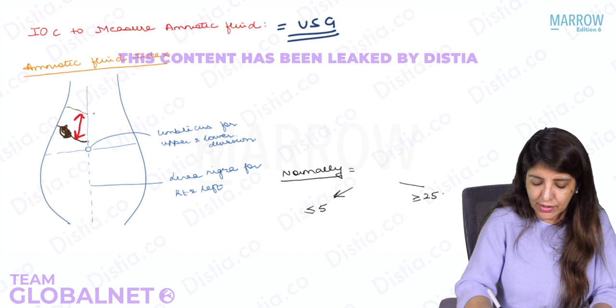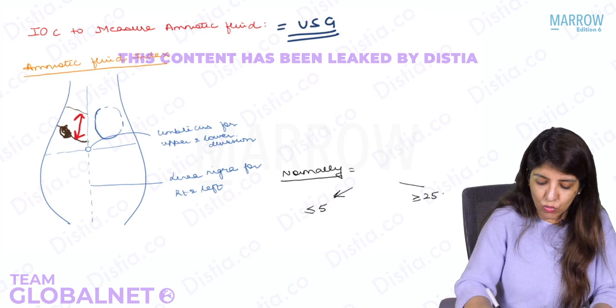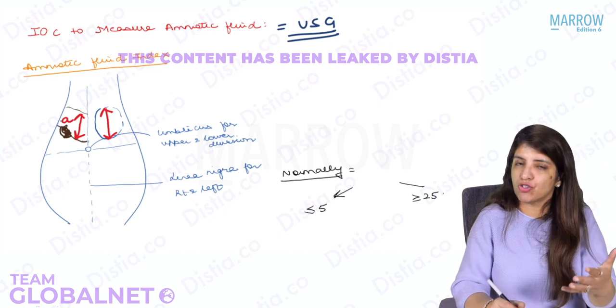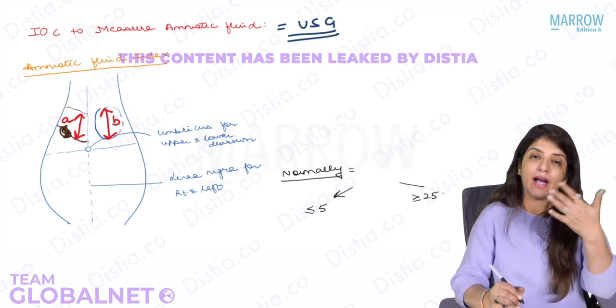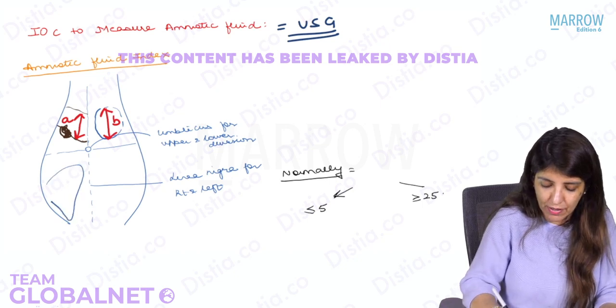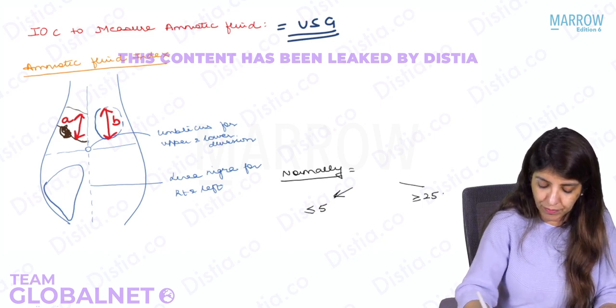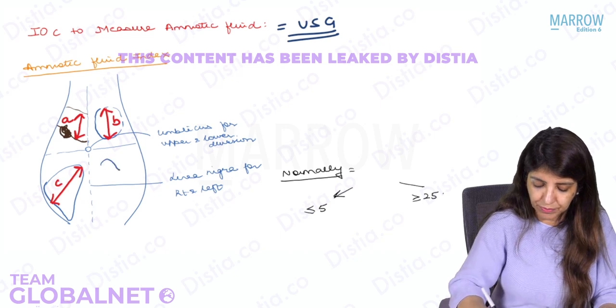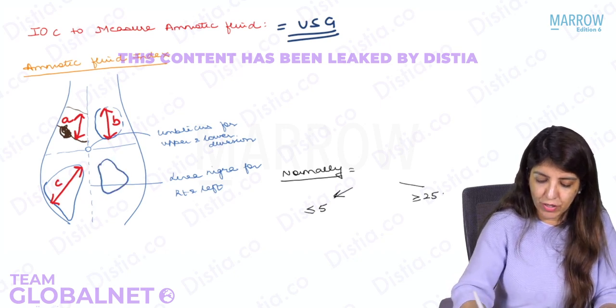So now suppose in this quadrant, amniotic fluid is visible over here. So I am going to measure the largest diameter like this. So this was pocket A. I am measuring the largest vertical diameter. This is pocket B. I am measuring the largest vertical diameter. This over here is pocket C. I am going to measure the largest vertical diameter over here. Right? And suppose this is your pocket D. I'm going to measure the largest vertical diameter.